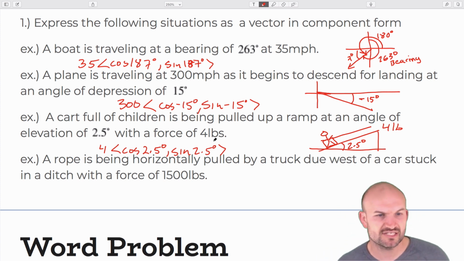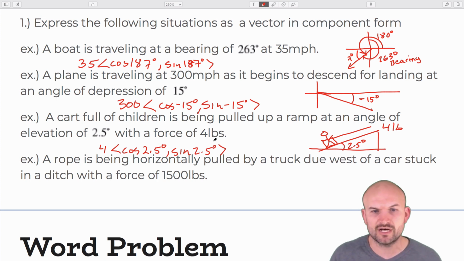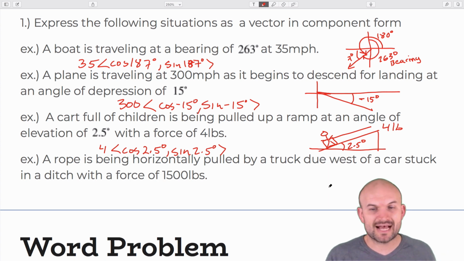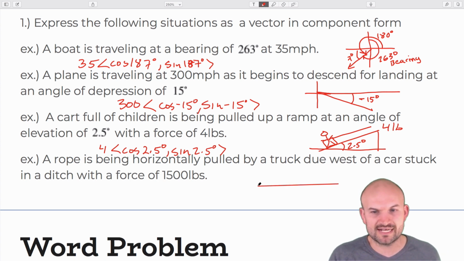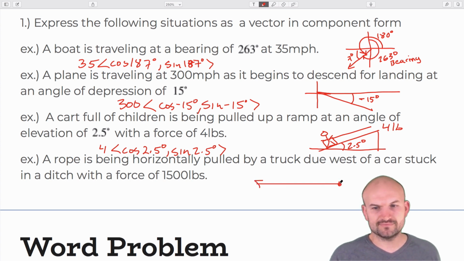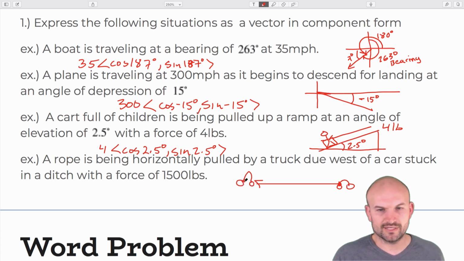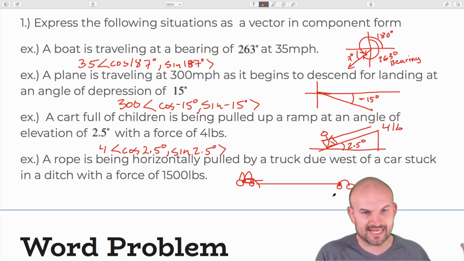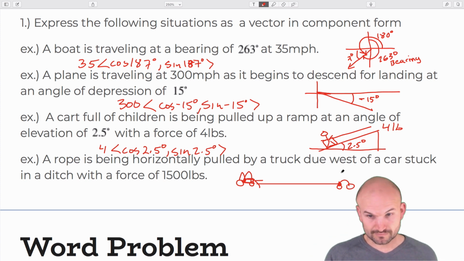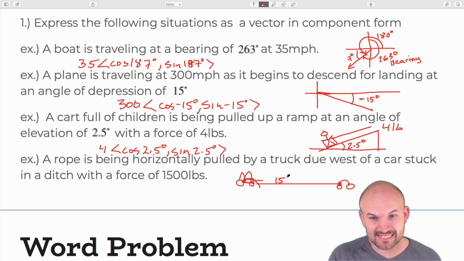All right, and then lastly, we have a rope being horizontally pulled by a truck due west of a car stuck in a ditch with a force of 1,500 pounds. So that due west is telling us there's this horizontal pull, right? And so here's a car stuck in a ditch, and it's being pulled by a truck. There's the truck pulling westerly. It's in a ditch. Now we need to understand that it has a force of 1,500.